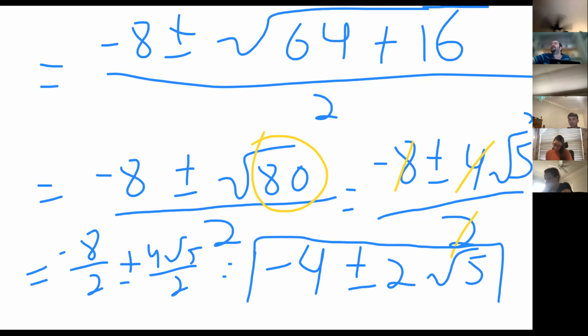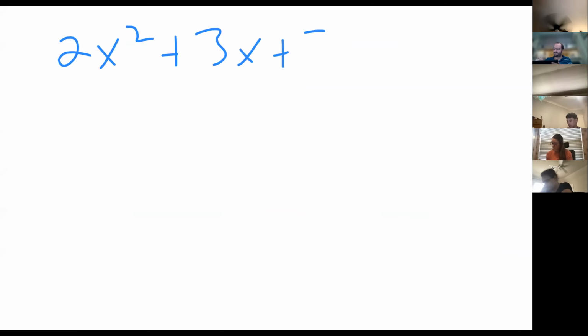All right, that was 125. The next one is 129. 129 says 2x squared plus 3x plus 3 equals 0. Did y'all get through this? Do y'all want more time on this one?